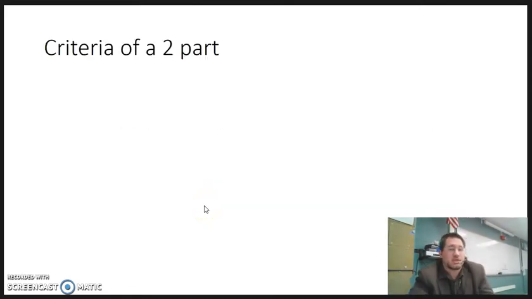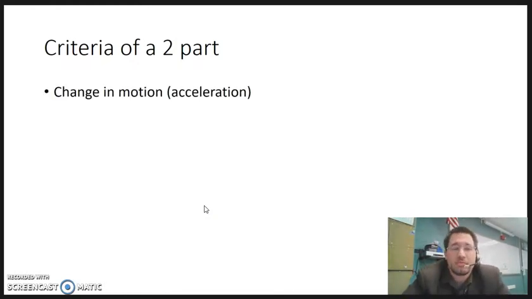What does a two-part problem entail? Well, it's really only one thing. A two-part problem entails a change in the acceleration. So if you remember from the first video, our equations only work so long as the acceleration stays the same. If the acceleration changes, then our equations fall apart. So that's why we have to separate them out into two parts.